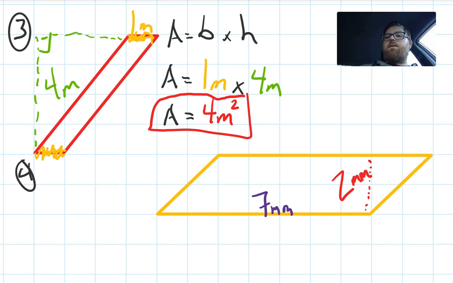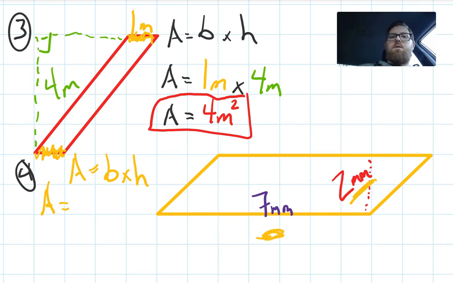And now we're on to our last parallelogram, which is the yellow one here. And again, before I do anything, I know that it's area for a parallelogram, so I'm going to write down my equation. Area equals base times height. And again, what I'm going to have to do is look at my picture of my parallelogram and find out, well, what is the base and what is the height? So I'm looking here, and I have one number that is 7 millimeters and another one that is 2 millimeters. And I have to determine which one is the base and which one is the height.